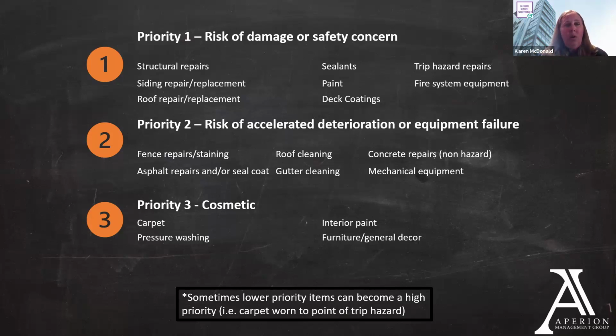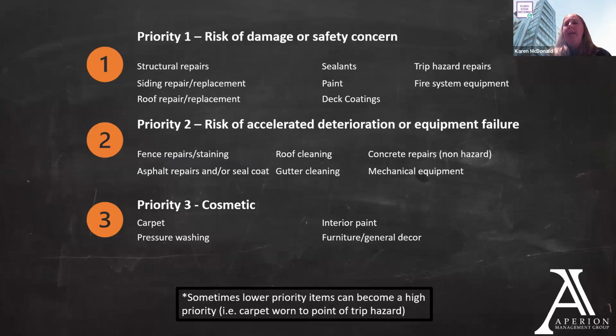So anything structural, of course, siding, roofs, sealant, paint, and deck coatings, those are all helping keep water out of the buildings. So those are always going to be a priority. Once we get water intrusion, we can get hidden damages and even bigger problems. So those are a priority number 1 as well. Anything that's safety related. So trip hazard, if you have a trip hazard at a sidewalk or in your parking lot, and then a fire alarm or fire sprinkler system equipment.